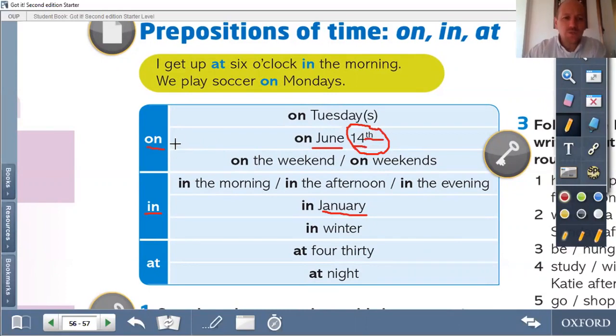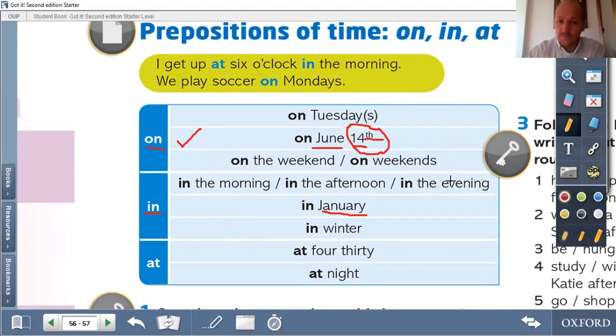We also were going to use on the weekend, on weekends. En los fines de semana o fin de semana. ¿Ok? Para el uso de on weekend, on weekends. ¿Ok? Ok, very good. We have on. For in, very careful here. In the morning, in the afternoon, in the evening.